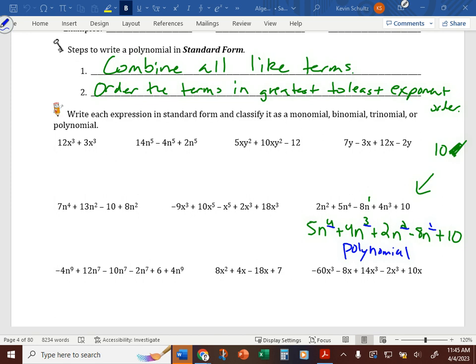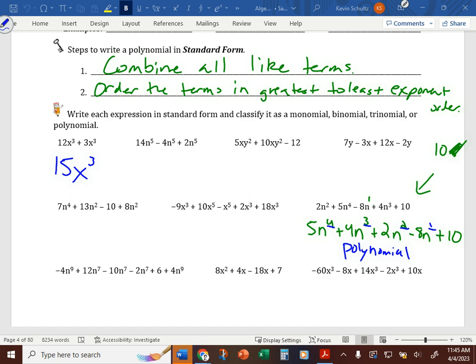A coefficient tells us how many of something we have. We don't know what x cubed is, but we know that we have 12 of them. And then we get 3 more of them. Right? So we start with 12 of something and get 3 more of something. We have 15 of that something.